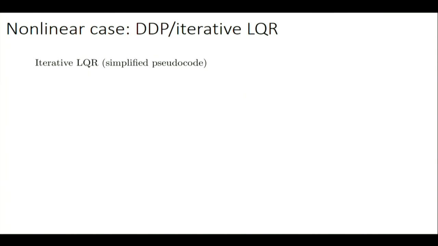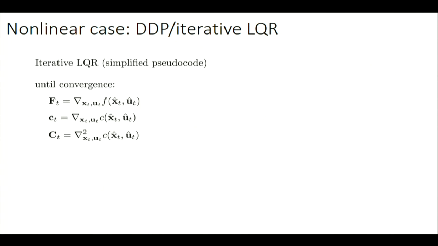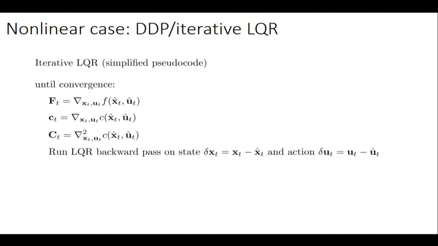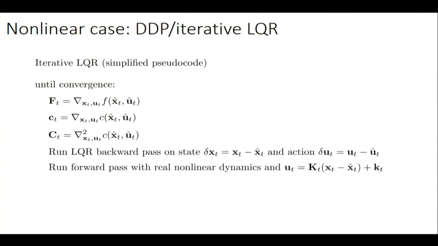So here's a simplified version of the iterative LQR algorithm. You repeat this until convergence. First, you estimate your linear dynamics using the derivative of your nonlinear dynamics. You estimate the linear part of the cost as the derivative of the cost. The quadratic part is the second derivative. Then you run the LQR backward pass on this modified deviation form of the state and deviation form of the action. You run the forward pass to compute these delta u.